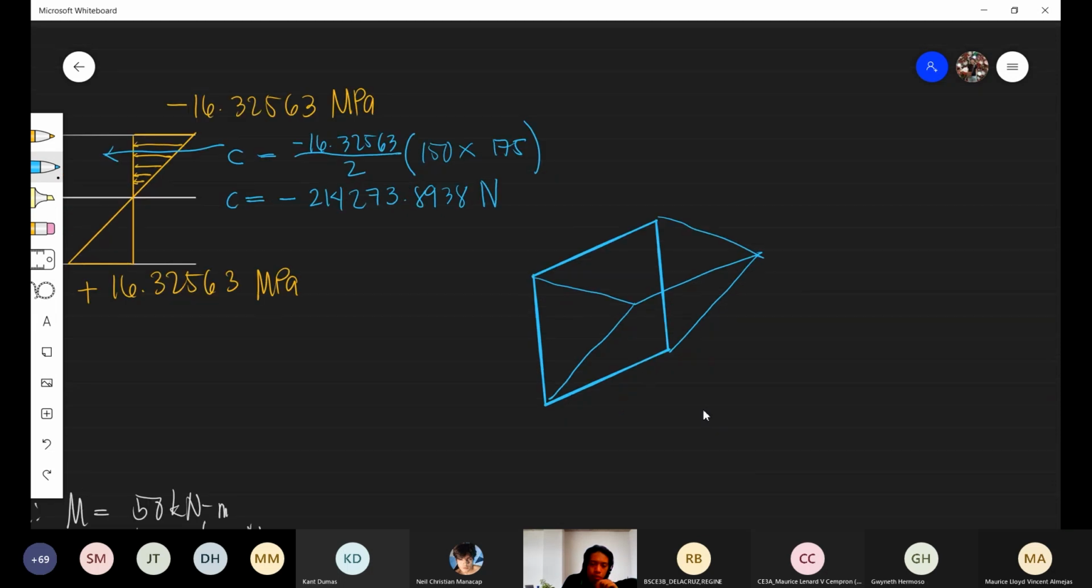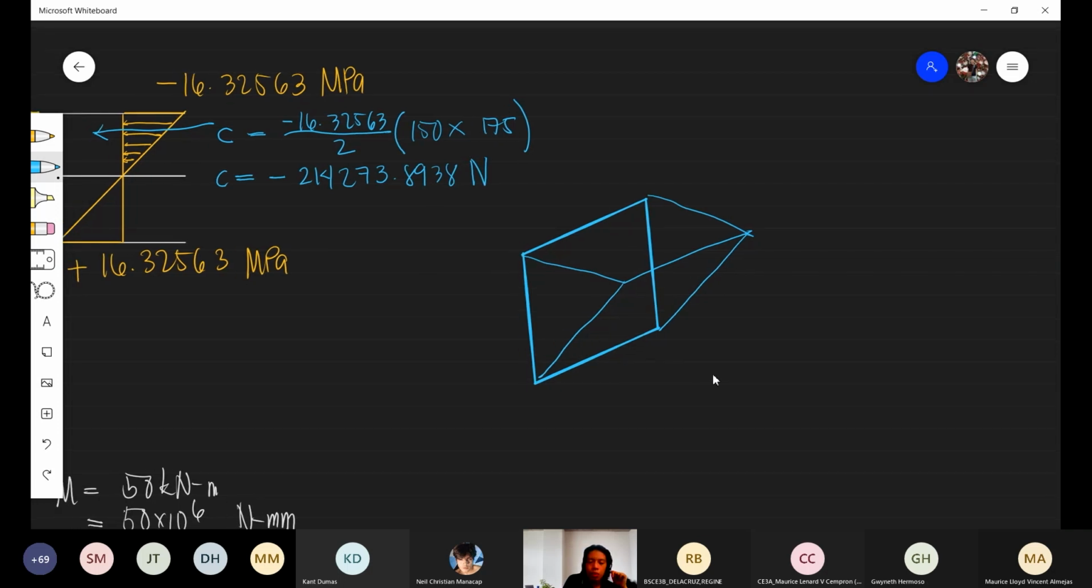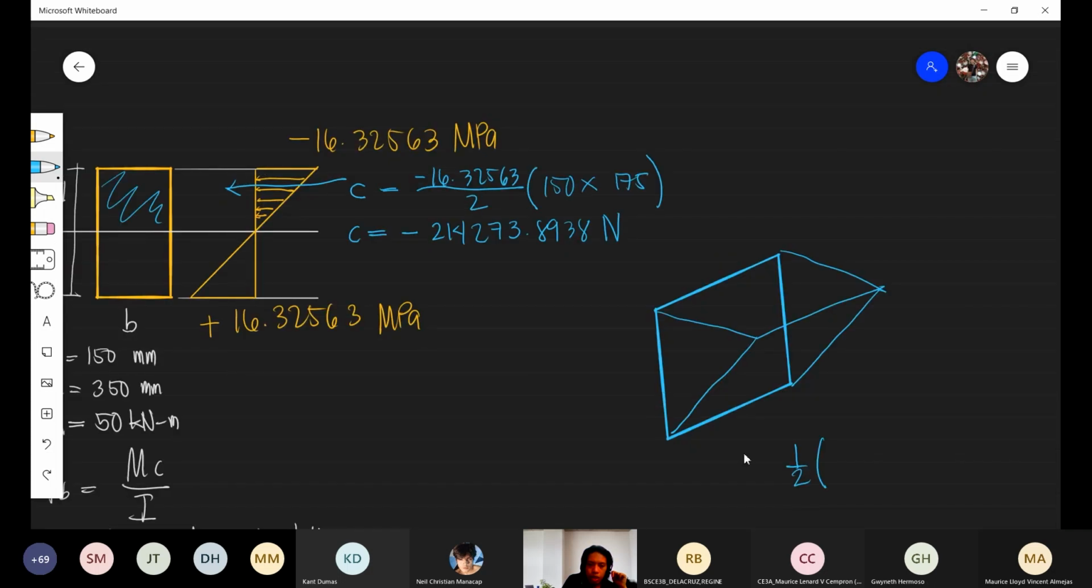Sige daw, i-solve natin yung volume. This is a rectangular prism, di ba? So to solve for the volume, we just need to solve for the base, the rectangular base. Then we multiply it with the height, kumbaga, ang pinaka-altitude. Okay, so what's the formula for triangle? Di ba? 1/2 the base times the height. Triangle man ini. The formula is 1/2.